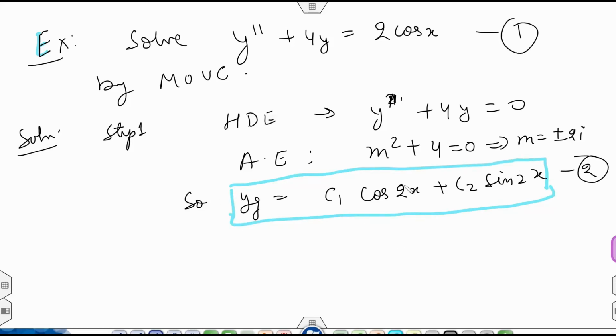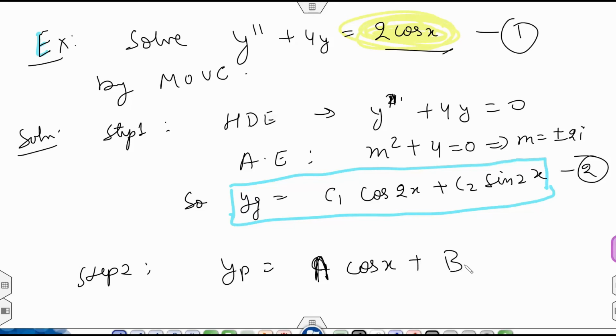Now what is your second step? You will now look at rx. Okay, so your rx is 2 cos x. So what will be your step 2? Your step 2 will be finding out your yp by looking at this rx. So what will be your yp? You can write a cos x plus b sin x, right? Because I told you if rx is of this form, you will take the trial solution as this.